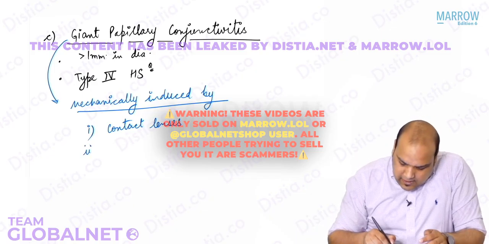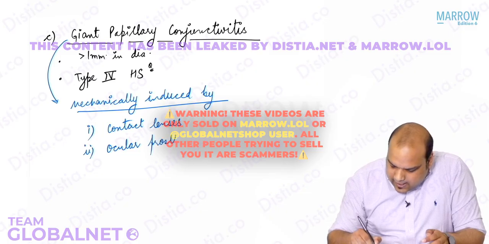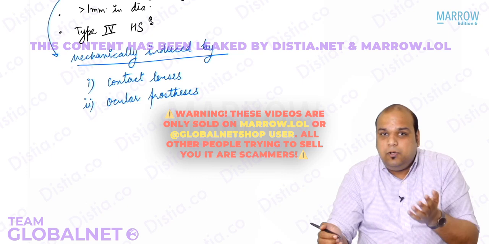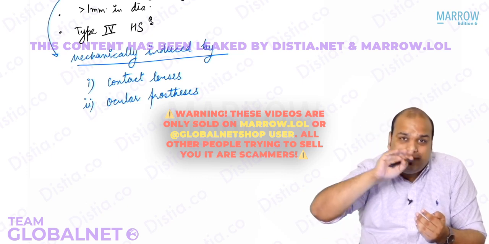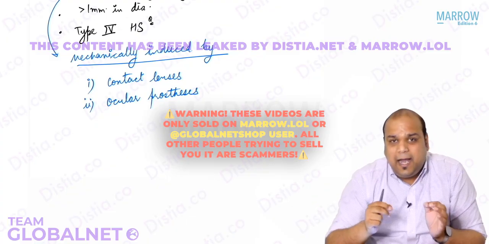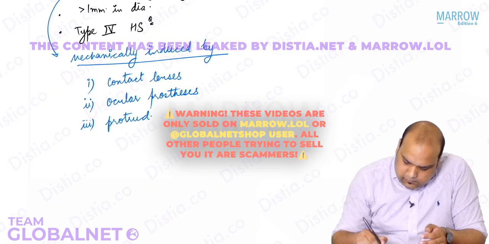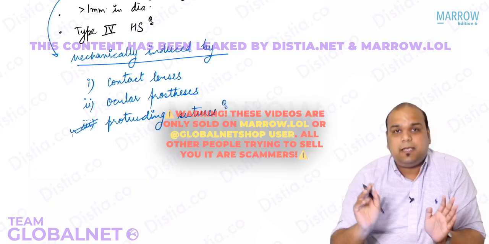Similarly, if somebody has lost his or her eye and is wearing an ocular prosthesis, an artificial eye, everybody, then also the artificial eye needs to be put in correctly. If not, then the margin of the prosthetic eye can rub against the eyelid. Okay? Or thirdly, if there are any protruding sutures. Protruding sutures. Am I clear, everybody?